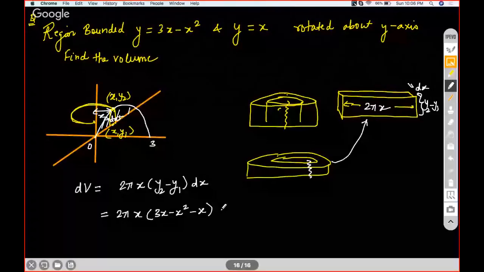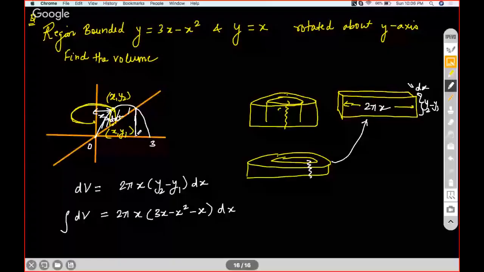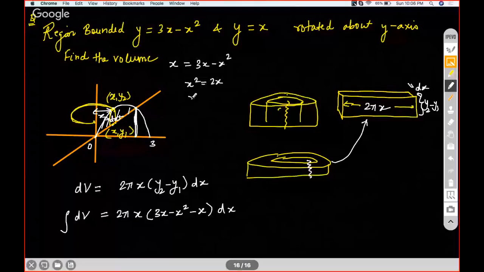Correct? And this I will integrate. From where to where will I integrate? 0 to 3. 0 to this meeting point. What is this meeting point? Simultaneously solve this. So x is equal to 3x minus x squared. So x squared is equal to 2x. So x will be 0 and 2. 0 is already accounted for here. So this point has to be 2.